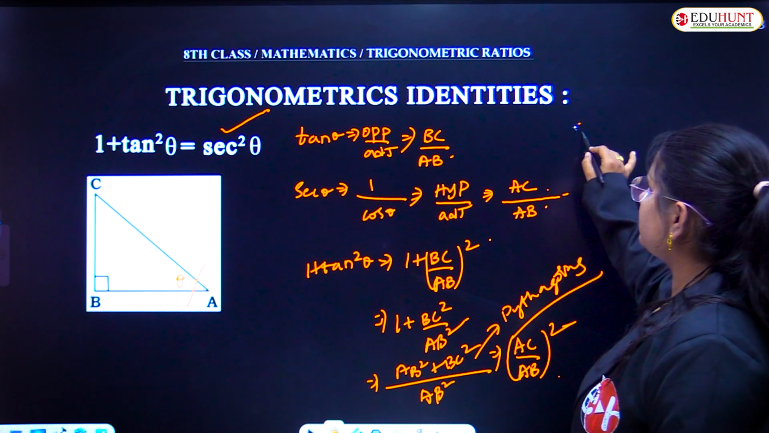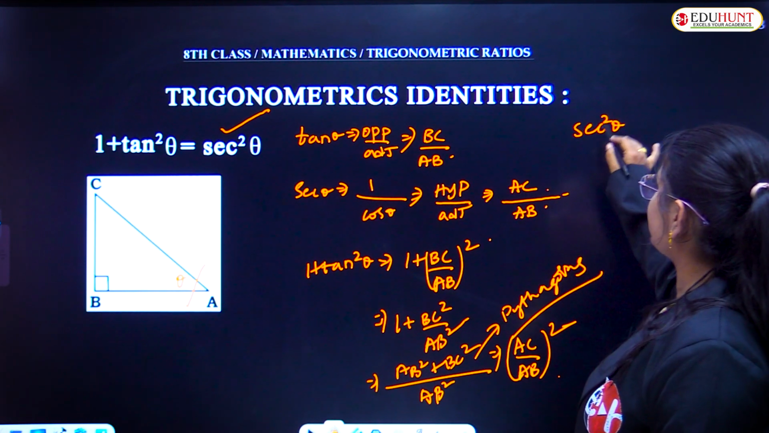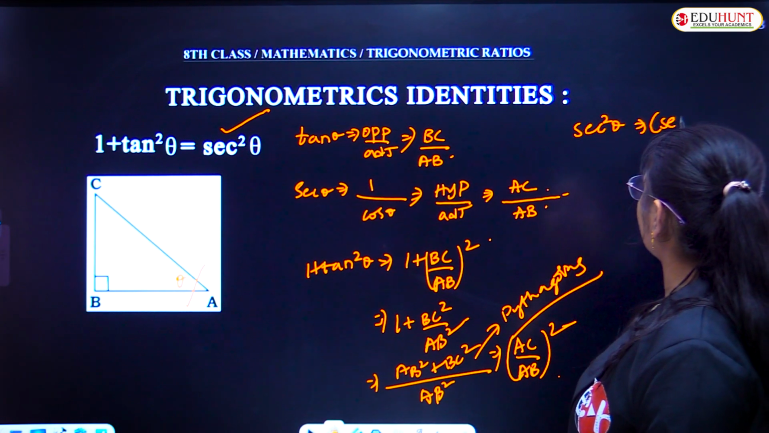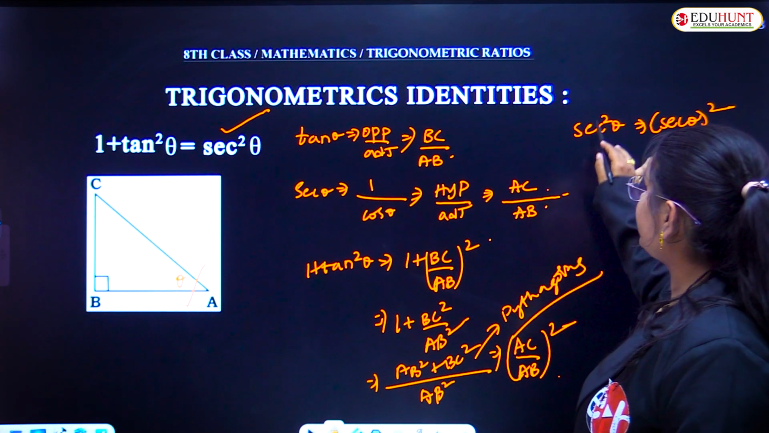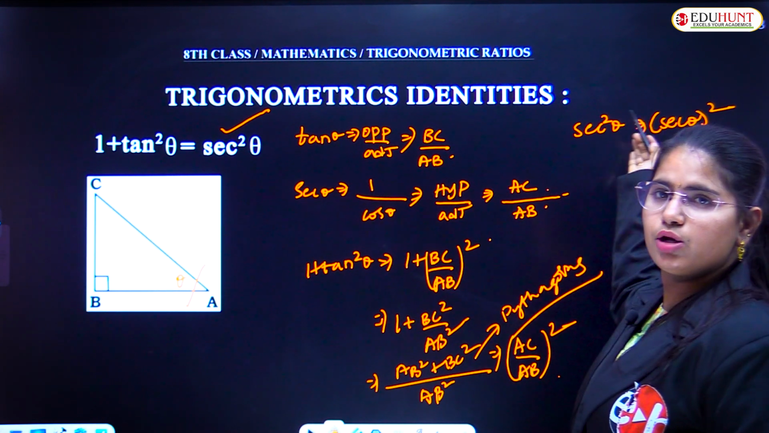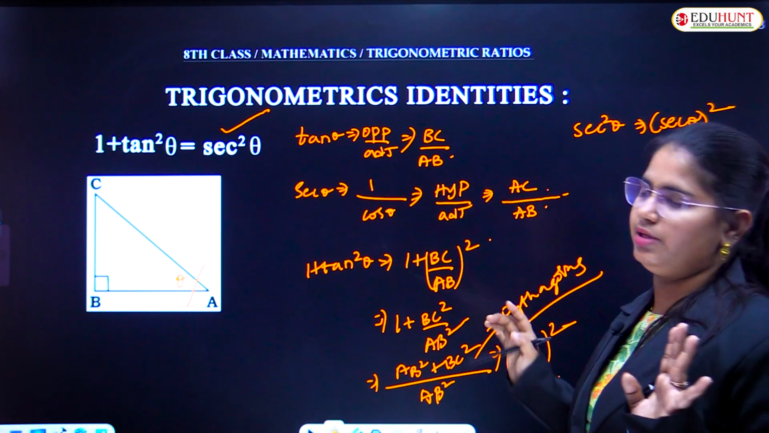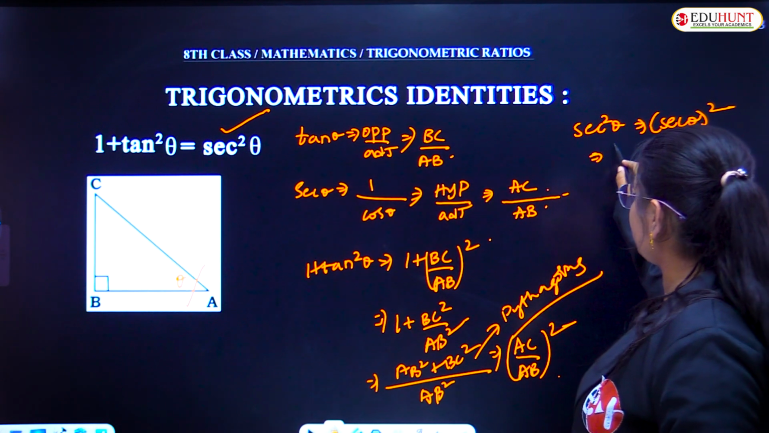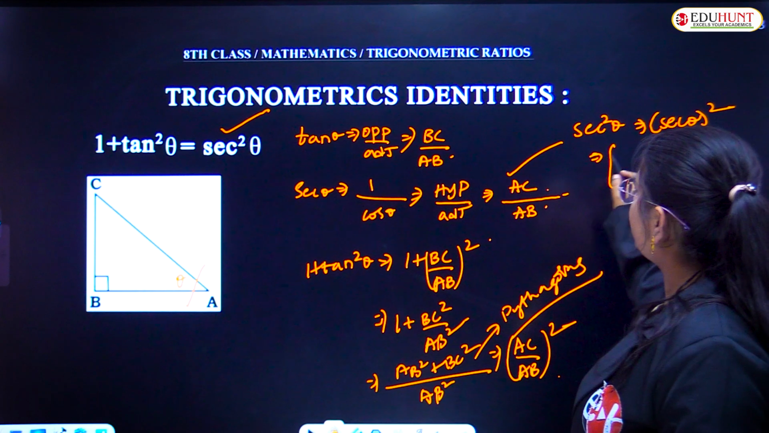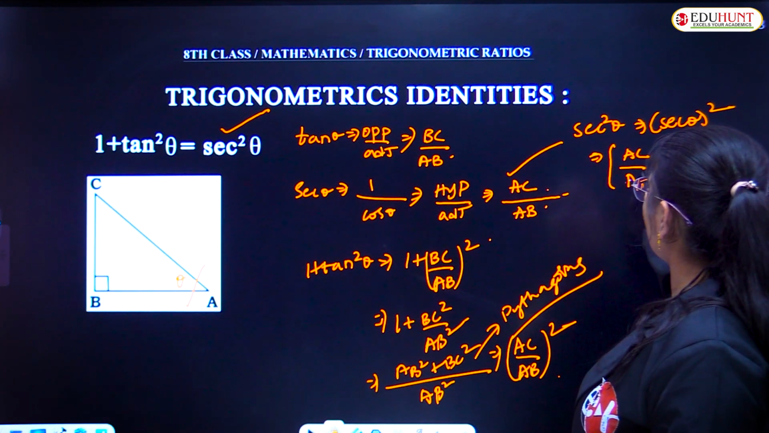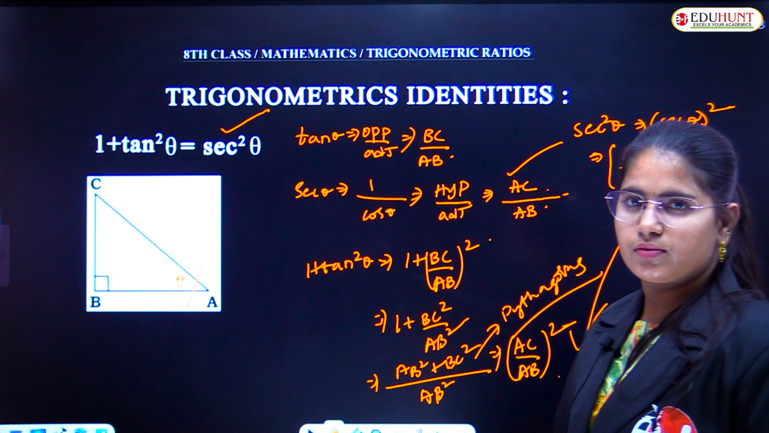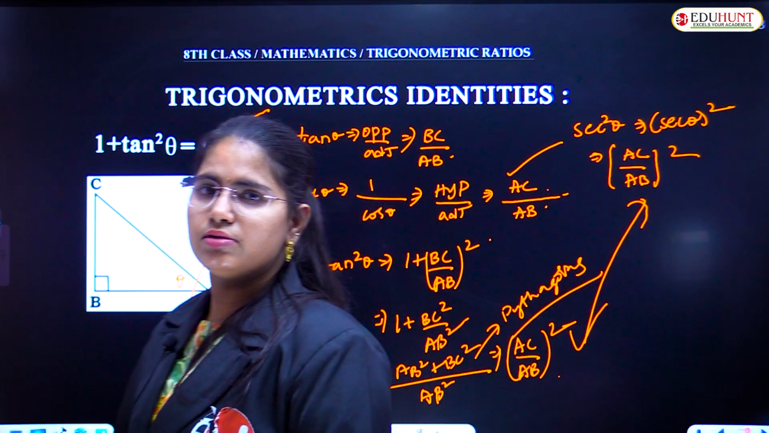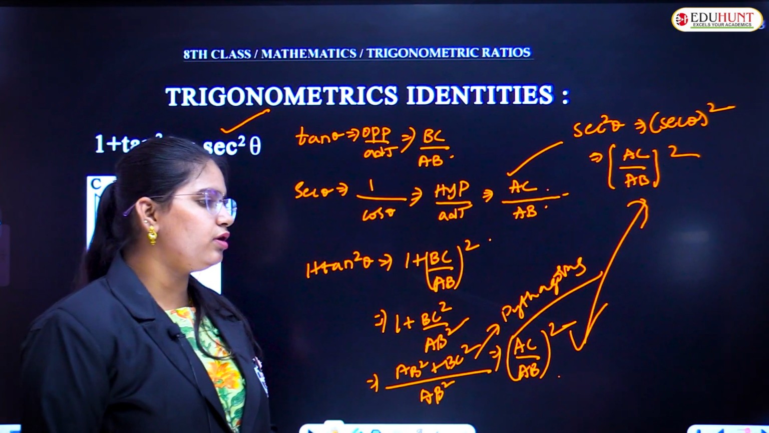What is secant square theta? It can also be written as secant theta whole square. What is the meaning of it? It is secant theta whole square. So what is the value of secant theta from this figure? AC by AB, whole square. So can I say both are equal? Please observe the figure. These both are equal.